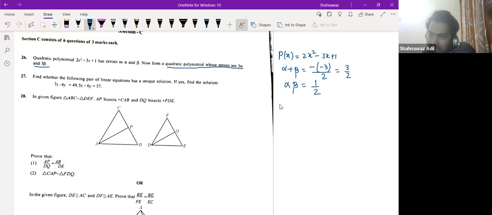So how do we write the quadratic polynomial? Do you remember? How do we write? In the zeros form, how do we write? There are two forms, the coefficient form and then the zeros form. What is the zeros form? I don't know this one.